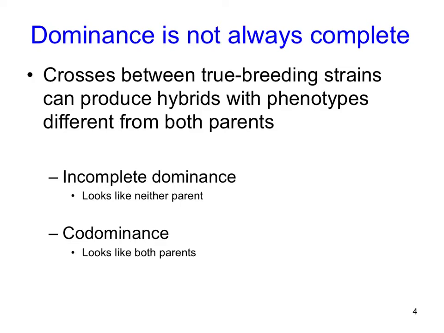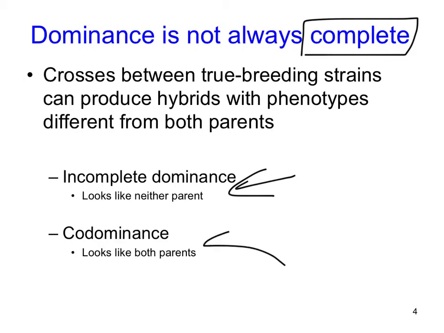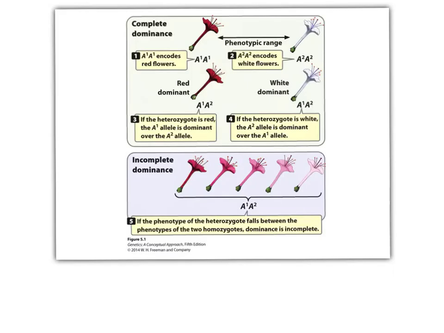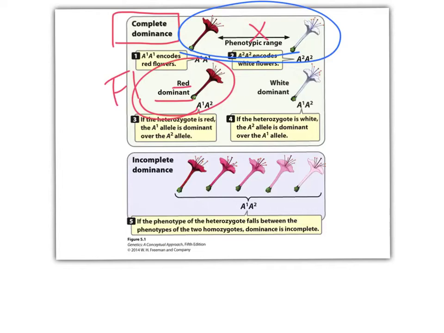We're going to talk about when dominance is not complete, just like we started off in class on Wednesday. Incomplete dominance, remember, the offspring look like neither parent, and in codominance, they look like both. What do I mean by that? If we were looking at crosses with complete dominance, and we did a cross between red and white, and the F1 turned out to be red, what does that tell us? Yes, red is dominant. What if the F1 turned out to be white? Exactly, that would tell us white's dominant.